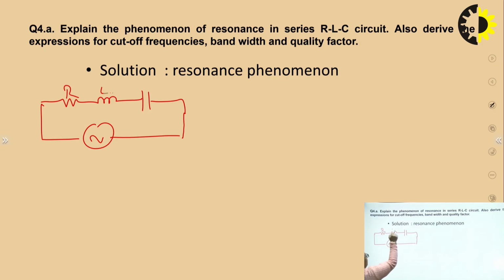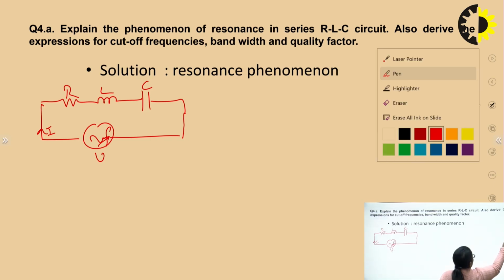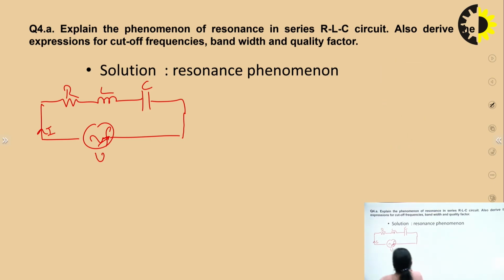If R, L and C are connected in series with an alternating supply voltage from a variable frequency device, the current flowing is I. For a series circuit, we know that these 3 series elements will have a common current, but the voltages would be divided. Here the resistive voltage would be VR, here it will be VL, here it will be VC.